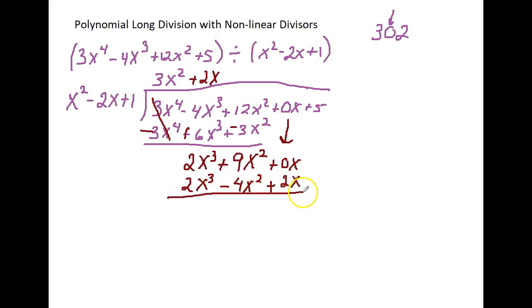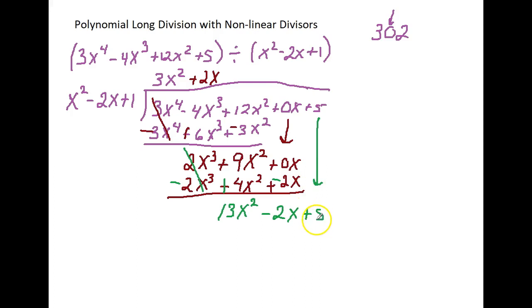Now we have to subtract the bottom line. So subtract. Minus a negative becomes a plus, and then minus. Subtracting here, it cancels out. 9x squared plus 4x squared gives you 13x squared. 0x minus 2x gives you negative 2x. Bring down your last term.